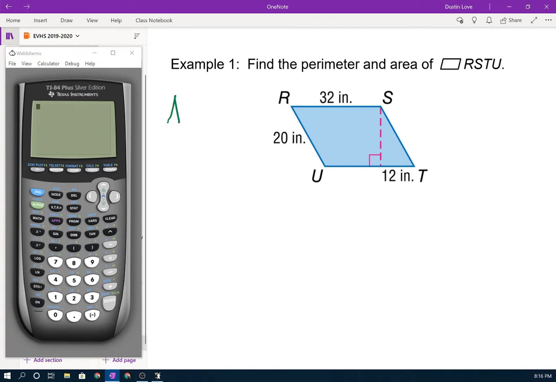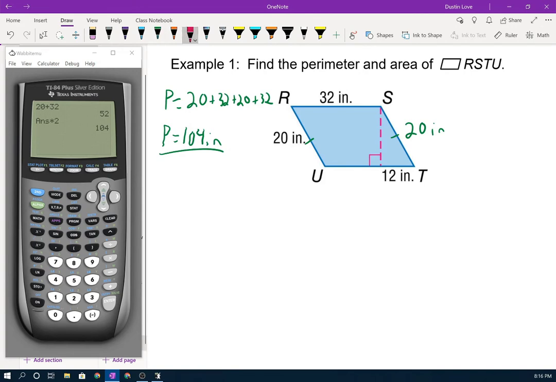So it asks me to find my area and perimeter. Actually, let's do perimeter first on this one. I know that on parallelograms, opposite sides are congruent, so this is also 20 inches. So my perimeter is just going to be 20 plus 32 plus 20 plus 32, or 20 plus 32 times 2. So my perimeter is 104 inches.